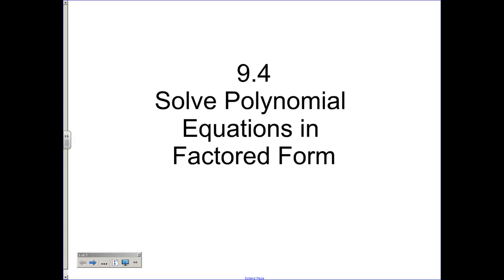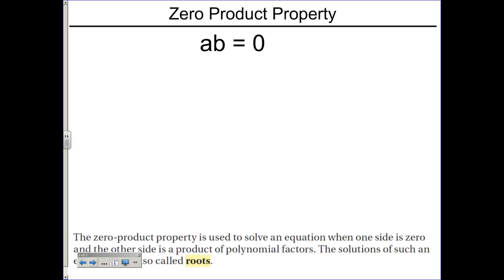Hello and welcome back. For this video we're going to show you how to solve polynomial equations in factored form. So they're already going to be factored for you, and we'll talk about what factoring is later on in more detail. Right now we're going to talk about the zero product property, and this is why factoring works.